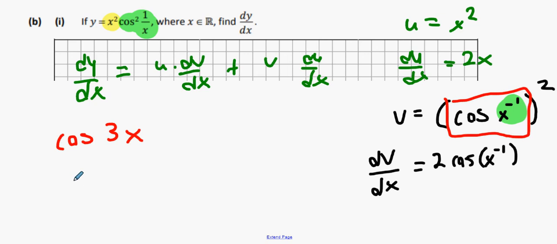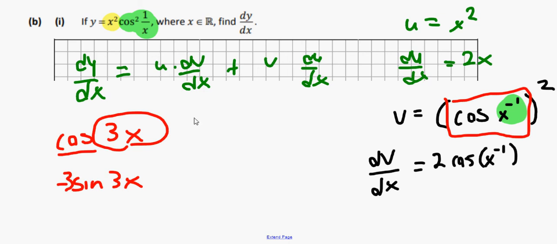Well, you know the answer: you look up what happens when you differentiate cos, and you get minus sine. The angle never changes, 3x. But then you also have to differentiate the angle. When you differentiate 3x, you get 3, and then you put the 3 at the front: minus 3 sine 3x. And this is no different.